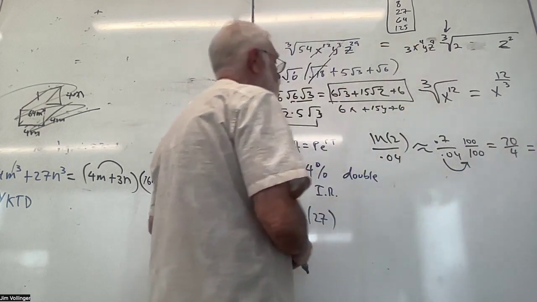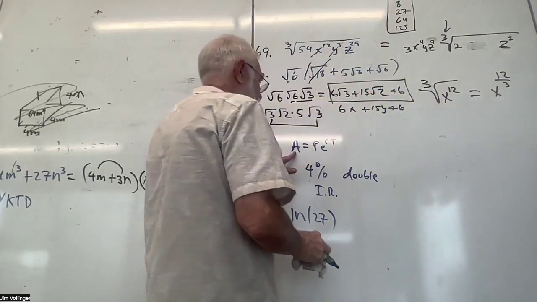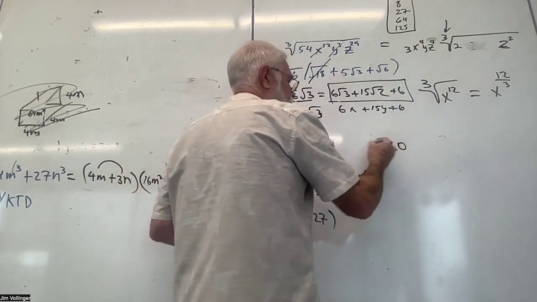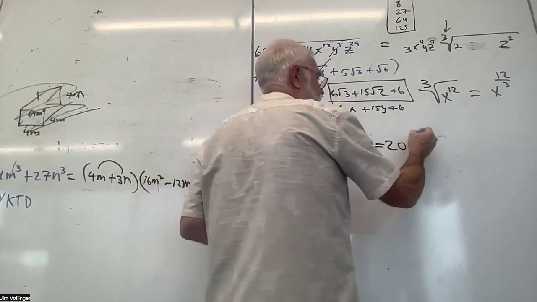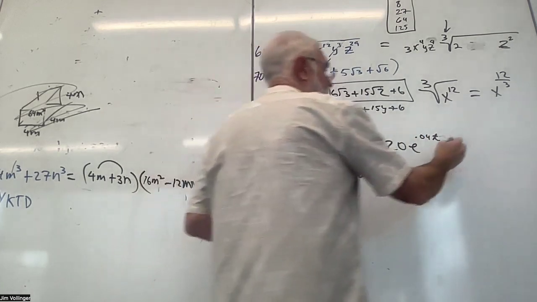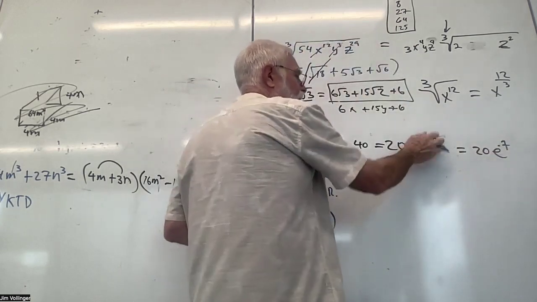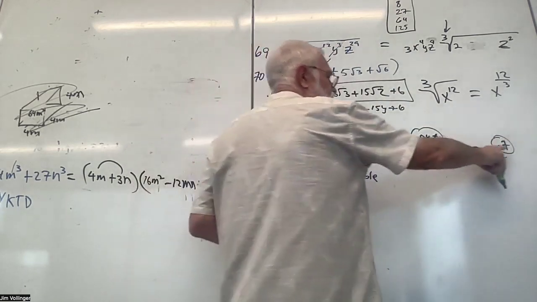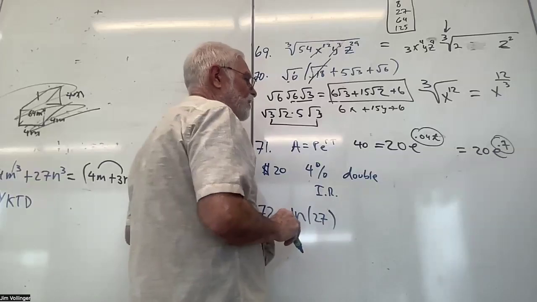Now let's do it more slowly. A, if it doubles, let's start with $20. If I double it, it's $40. E, interest rate, 4%, 0.04 T. Okay, now if I'm going to double, I certainly want 20e to the 0.7. So I hope you can see why this has to become that number. And that number is the ln of 2 divided by 0.04. Still not taking any shortcuts though.